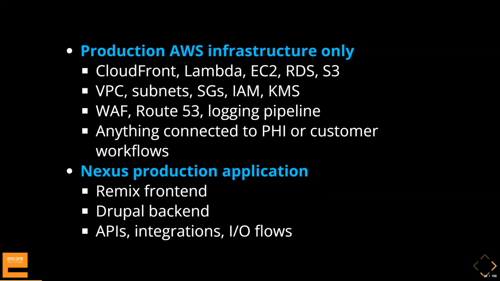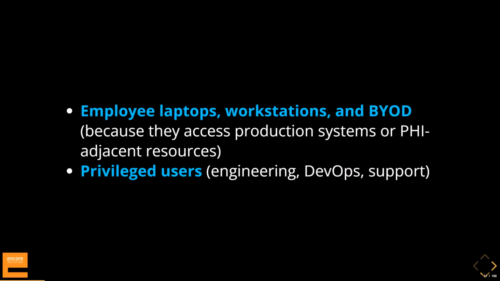And that's our front end, our back end, and then we have a couple of other helper servers here and there. Also in scope for us were our employee laptops and workstations and anybody that had their own phone because they're accessing company emails that may have PII or PHI in it. And any privileged user, specifically in any of those environments, were in scope as well.